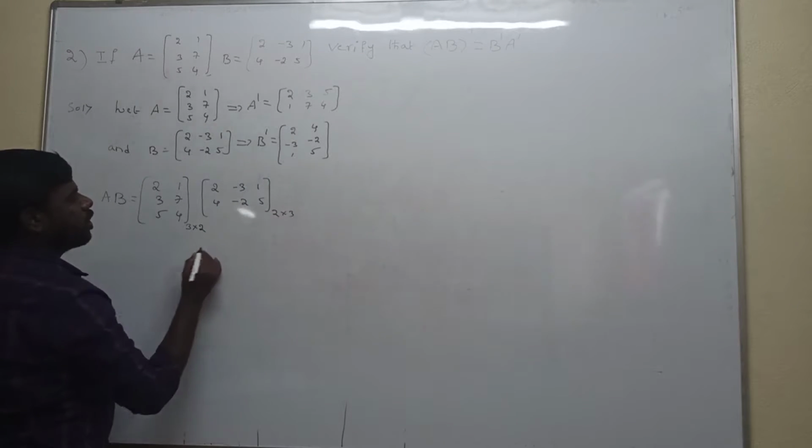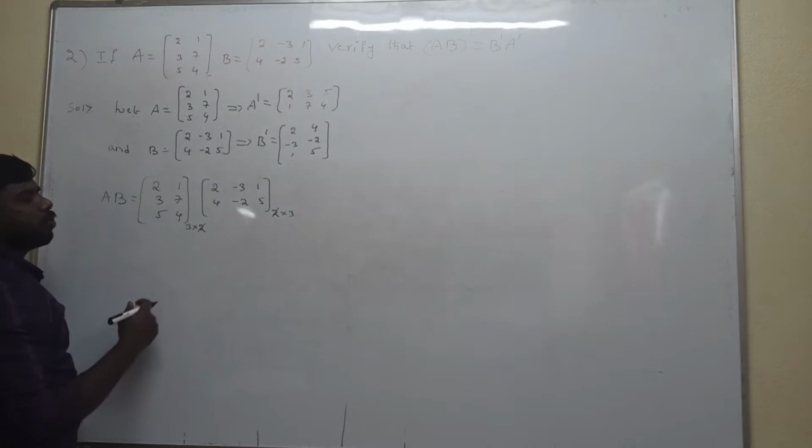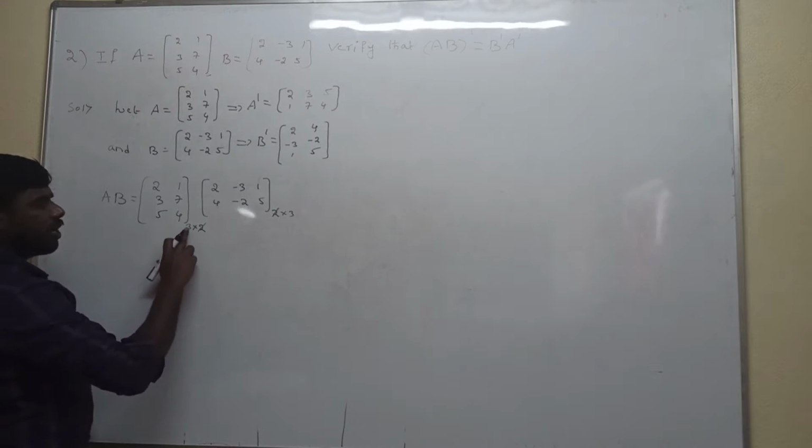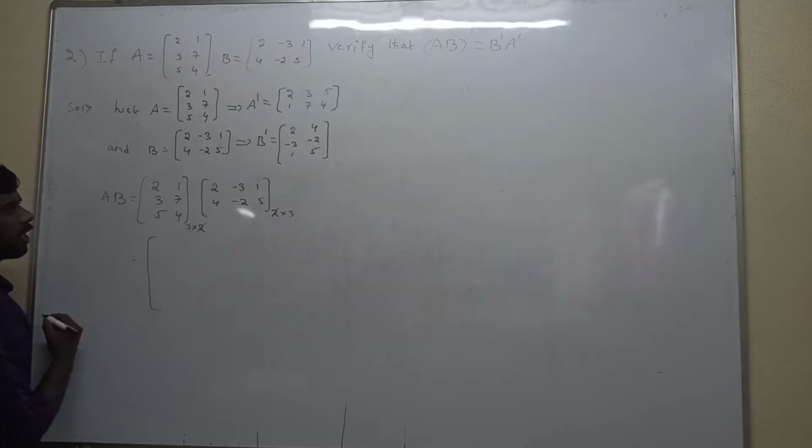2 by 3. So the number of columns in the first matrix is equal to the number of rows in the second matrix. Both are equal, so the product is possible. Finally, the order of the resulting matrix is 3 by 3.